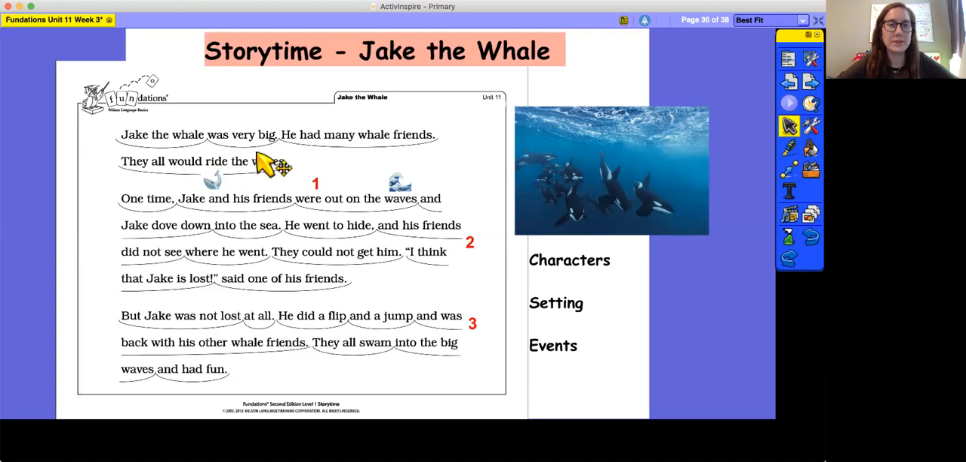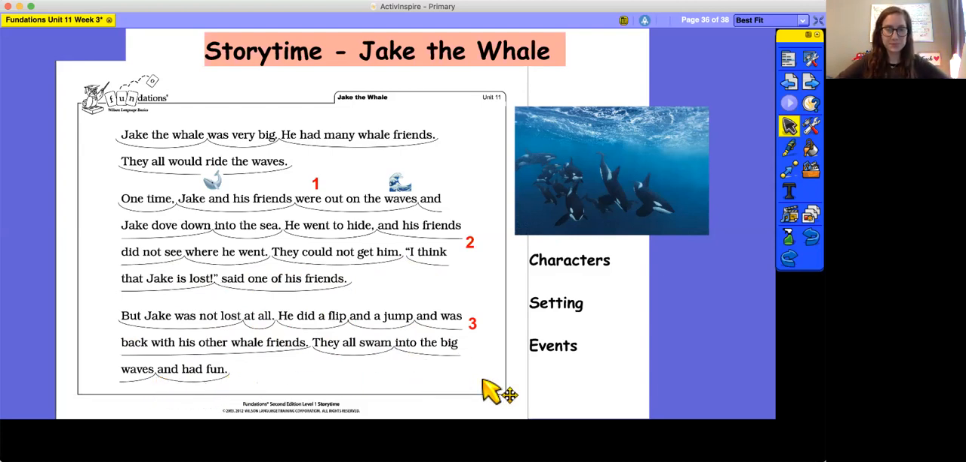Jake the whale was very big. He had many whale friends. They all would ride the waves. One time, Jake and his friends were out on the waves, and Jake dove down into the sea. He went to hide, and his friends did not see where he went. They could not get him. I think that Jake is lost, said one of his friends. But Jake was not lost at all. He did a flip and a jump and was back with his other whale friends. They all swam into the big waves and had fun.